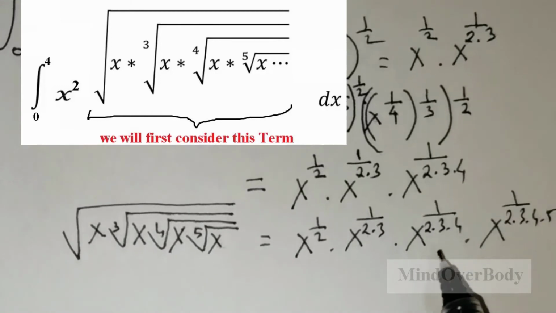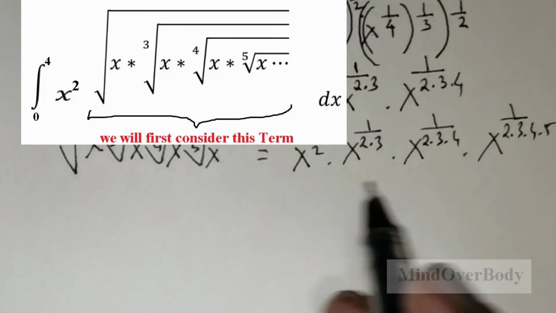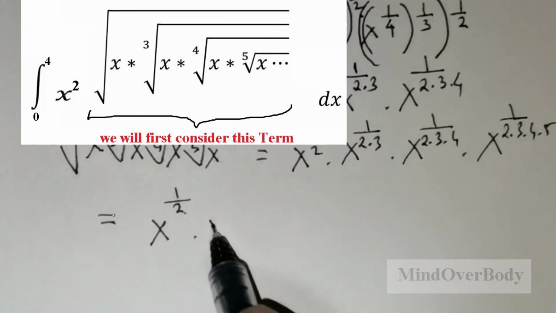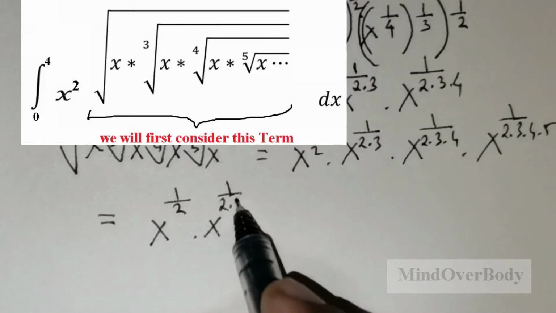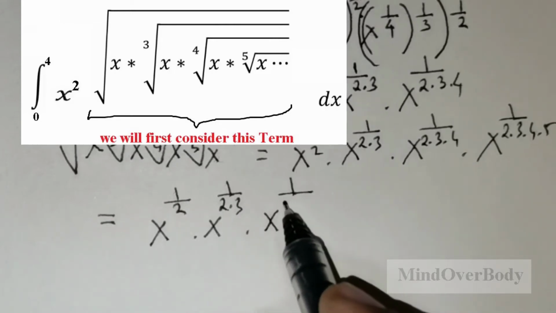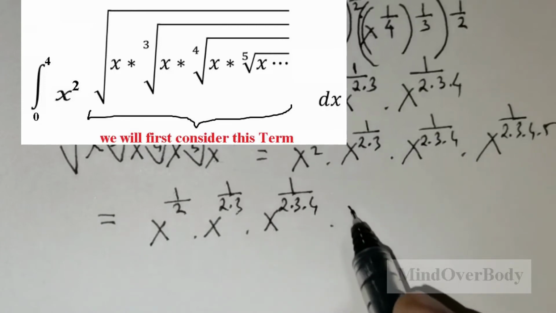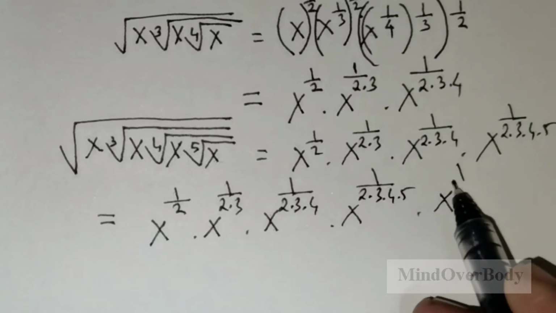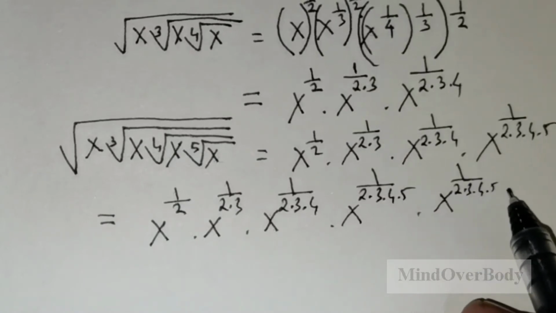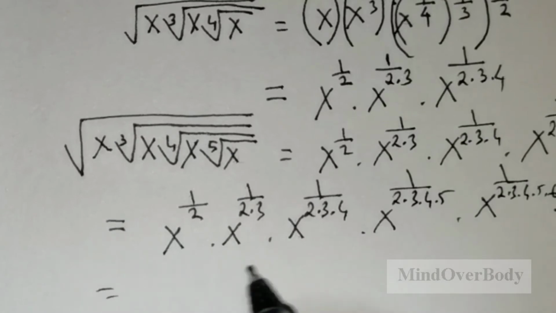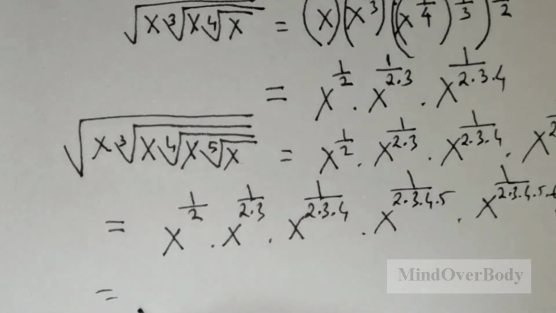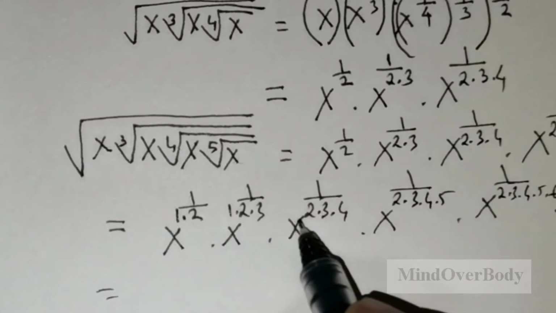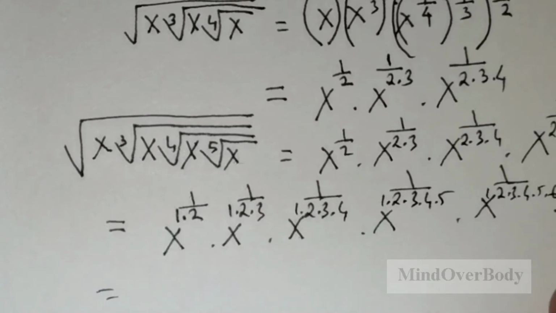Now if you want to generate this for infinite terms, the expression would be something like this: x raised to the power 1 over 2 times x raised to the power 1 over 2 times 3 times x raised to the power 1 over 2 times 3 times 4 times x raised to the power 1 over 2 times 3 times 4 times 5 times x raised to the power 1 over 2 times 3 times 4 times 5 times 6. Now if you want to rewrite this in a better fashion, I would just place 1 as a multiple, just to get a representation for us.